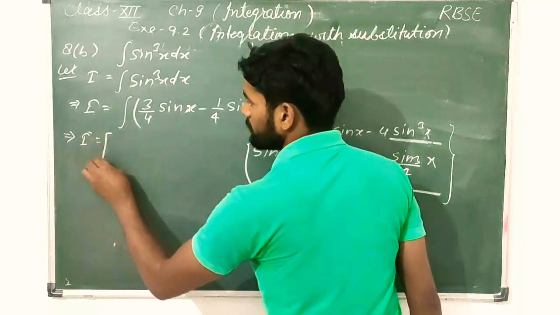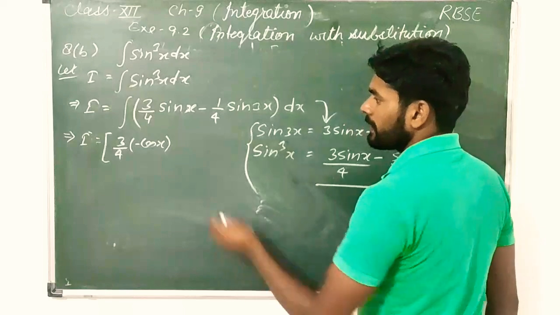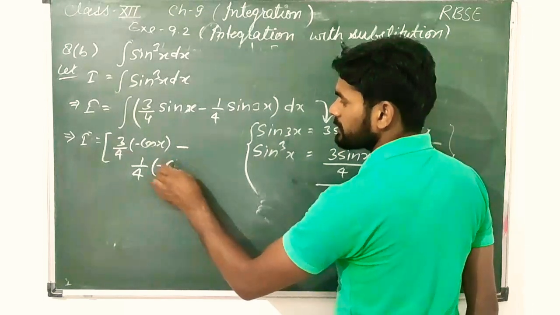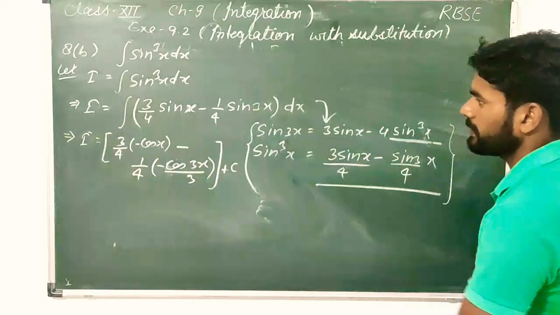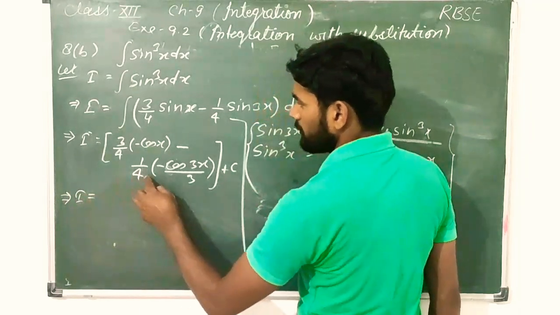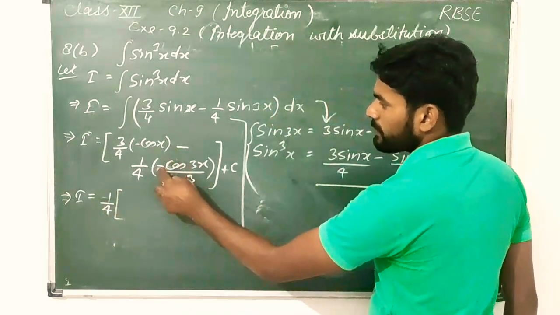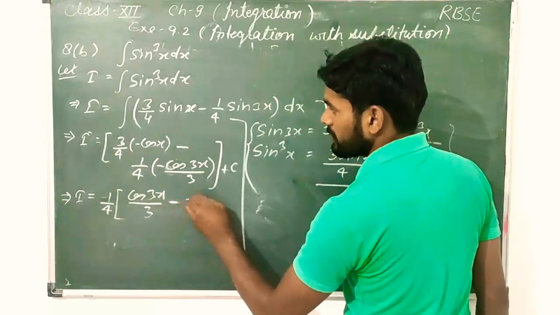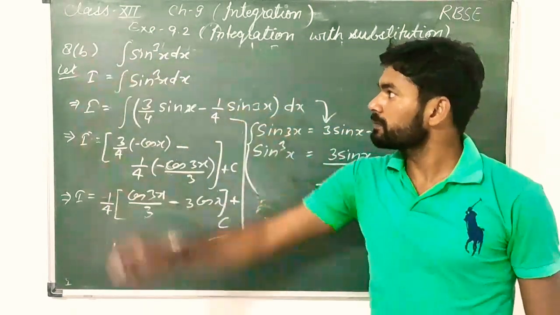I is equals to 3 upon 4 minus cos x and minus 1 upon 4 minus cos 3x upon 3 plus c, which implies that I is equals to minus 1 upon 4 common, take 1 upon 4 out, minus minus plus, then cos 3x upon 3 and minus 3 cos x plus c. So it is the answer of part B of question number 8.